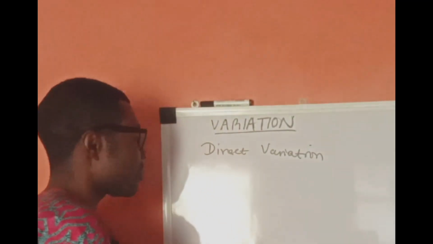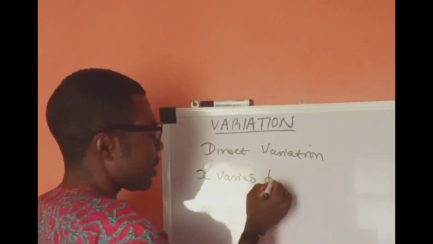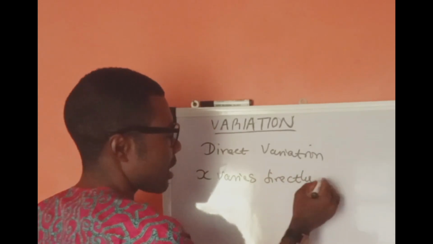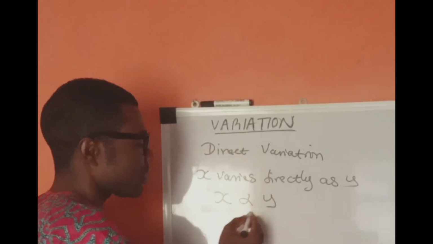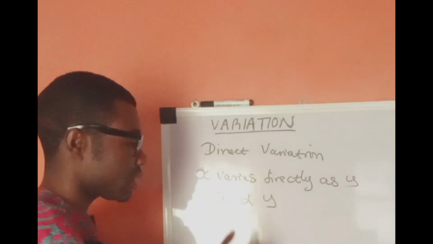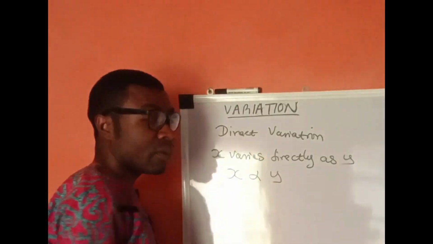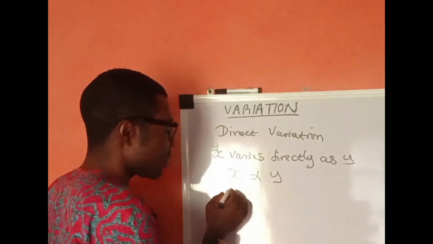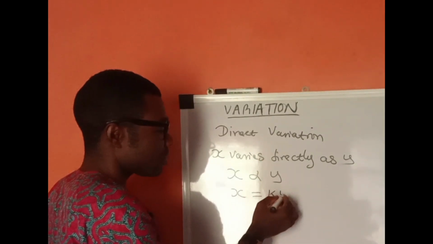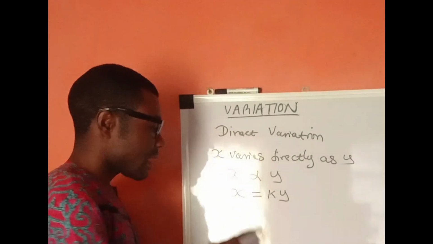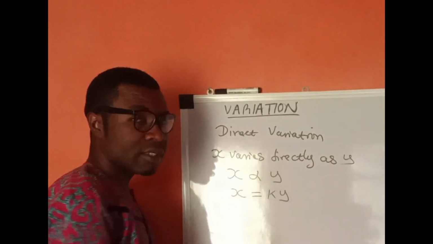And it is represented by, when you say x varies directly as y, it simply means x is proportional to y. Use this proportionality sign to represent the direct variation. You see that x is proportional to y. And we don't solve mathematics with proportionality sign. We always use an equality sign. So that when this proportionality sign is changed to an equality sign, a constant is introduced and it becomes like this. x is directly proportional to y, or x varies directly as y. This is how it is represented.